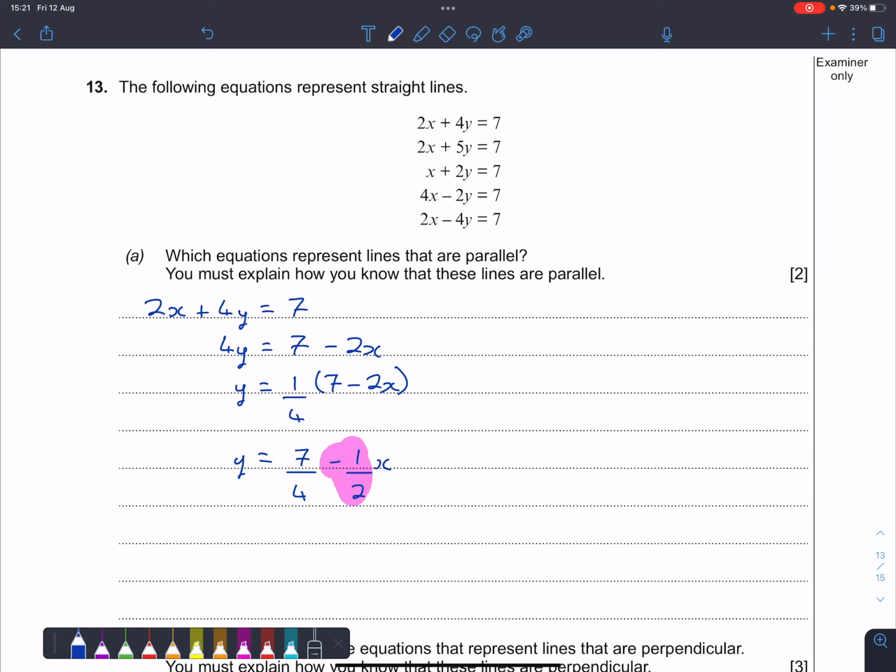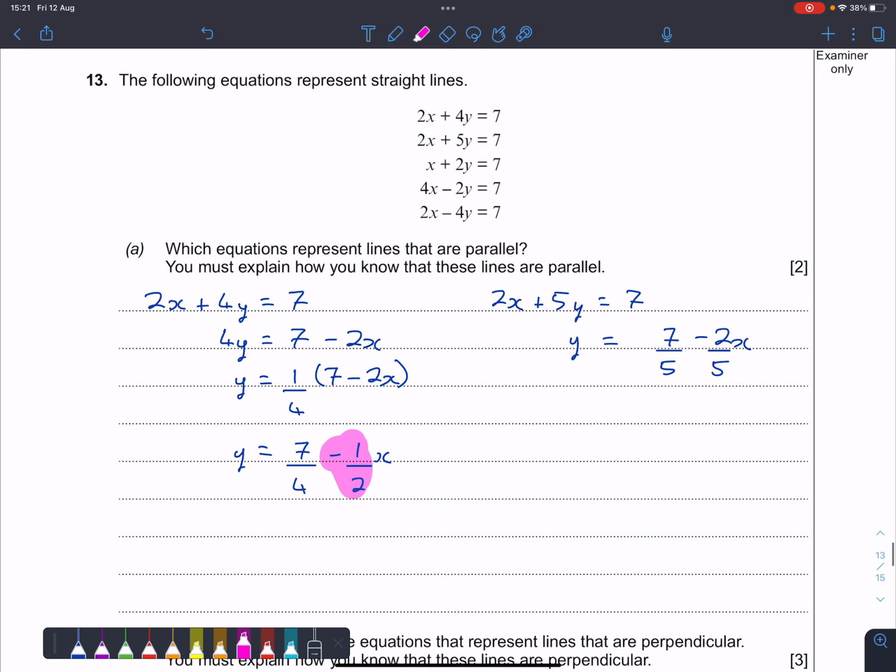So if I do that for each of them, so 2x plus 5y equals 7. If I do it a little bit faster, I get y equals, I start with a 7, I take off the 2x, and then I divide everything by 5. So I get 7 over 5, and minus 2/5 x. So my gradient is negative 2/5, so they're not parallel.